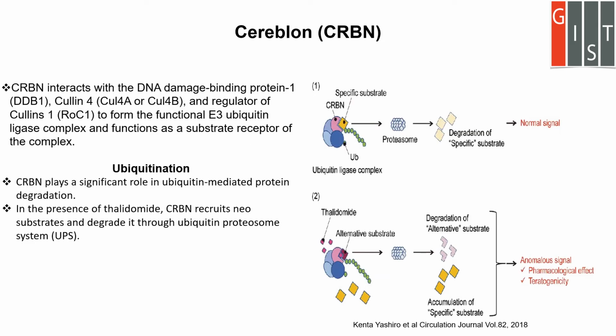Cereblon, commonly referred to as CRBN, is an E3-ubiquitin ligase protein that interacts with DNA damage-binding protein 1 and the regulator of cullin 1 to form the functional E3-ubiquitin ligase complex, and functions as the substrate receptor of this complex. Additionally, the well-known immunomodulatory drugs, IMiDs, implement their anti-tumor activity through cereblon.